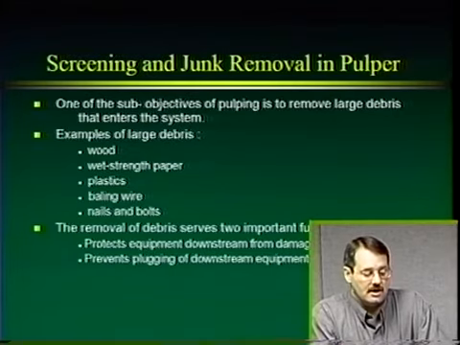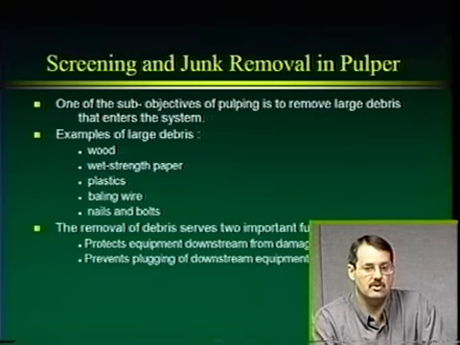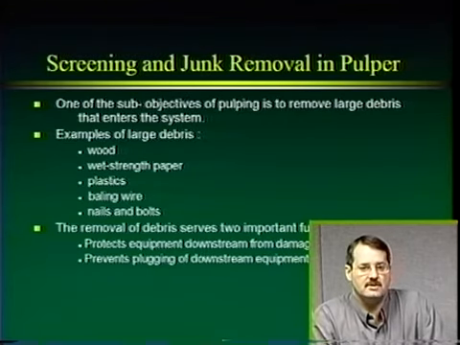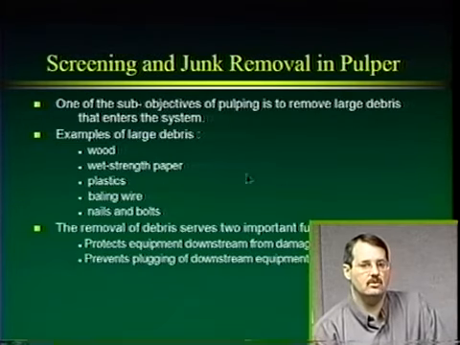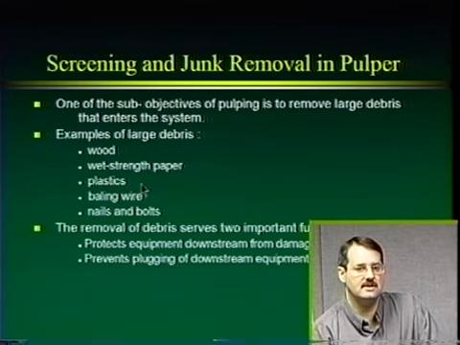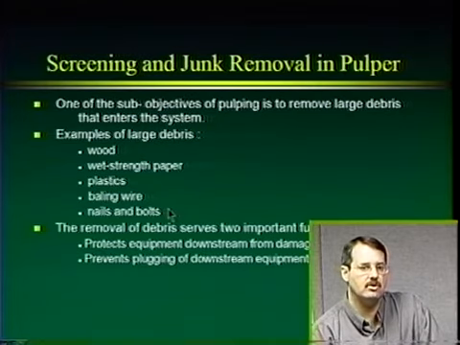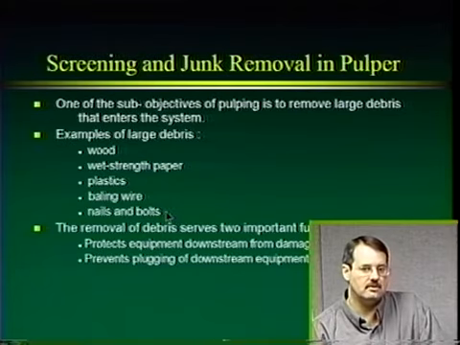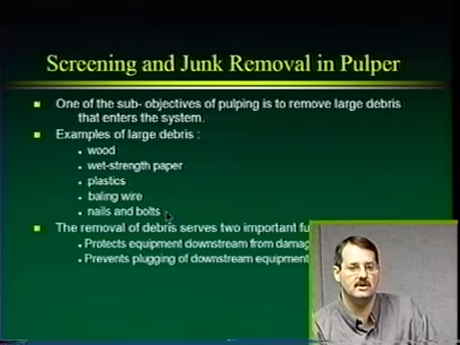Now I'm going to talk to you about screening and junk removal in a pulper. One of the sub-objectives that I mentioned was to remove large debris. This can be wood. It can be wet strength paper that's unpulpable. It can be plastics, films, and large pieces. It can be baling wire, nails and bolts, all these kinds of things. Container packing materials such as styrofoam, all these things can be in there.